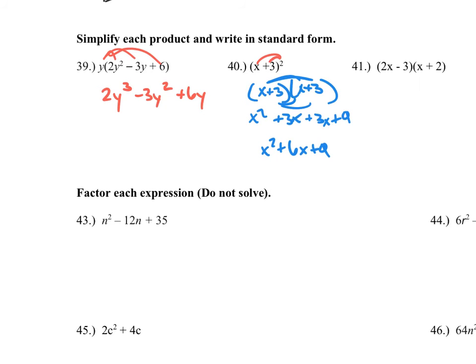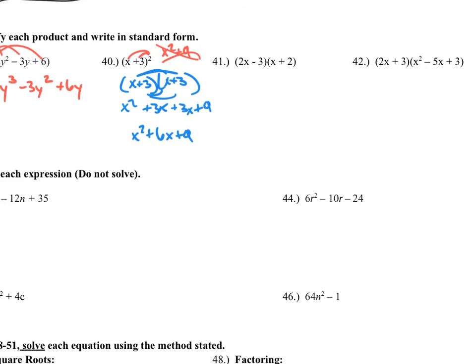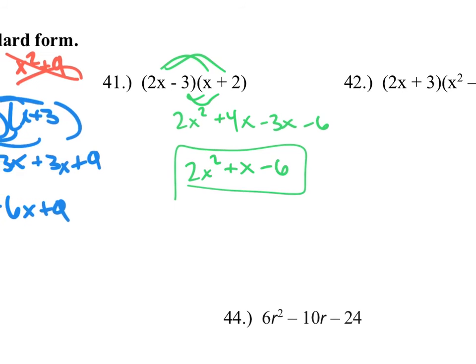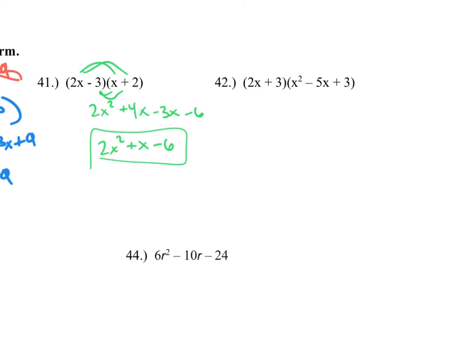People who rush through it will just say x squared plus 9 like that, which is incorrect, because when something's squared, it's telling you to multiply it out twice. So here with FOIL, we'll get 2x squared plus 4x minus 3x minus 6. And when we combine like terms, we get our simplified answer there.